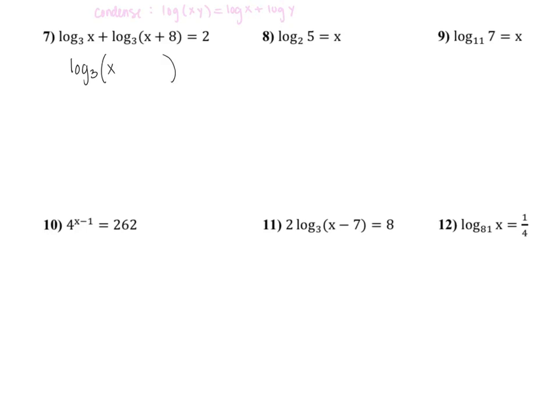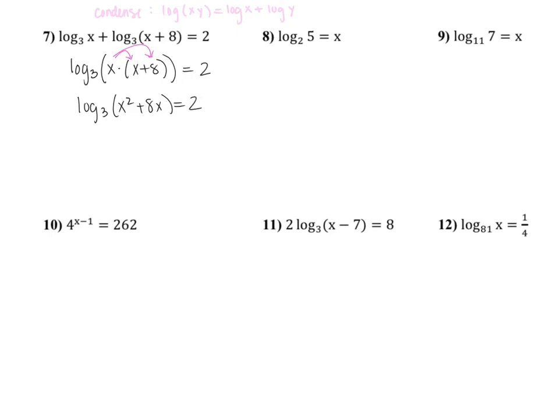So this will be x times x plus 8 on the inside. And this side will still just be a 2. I'll just drop it down. And so because they're multiplying, I have to distribute this x inside. And this becomes log 3 of x squared plus 8x. And then this side is a 2.